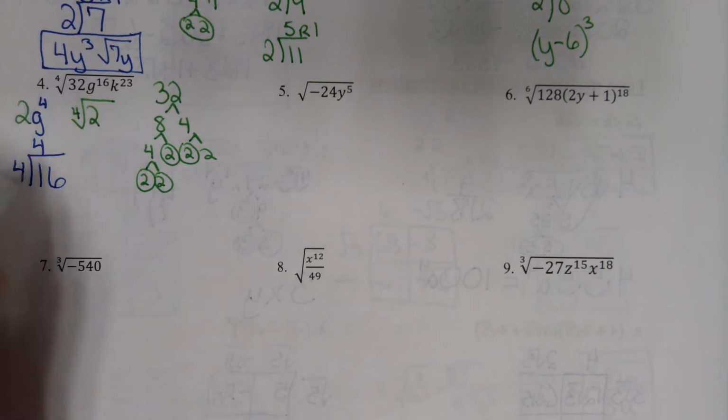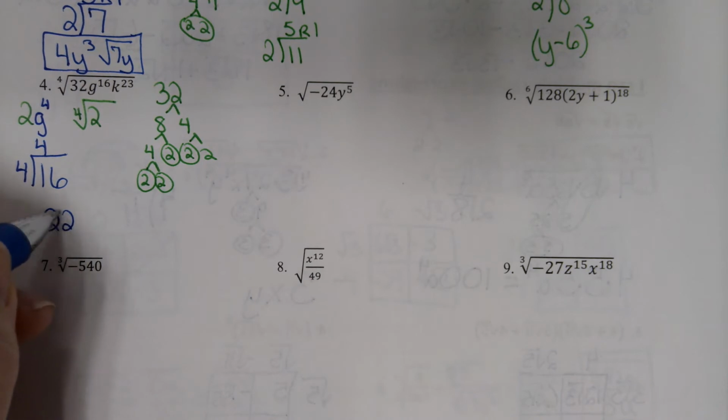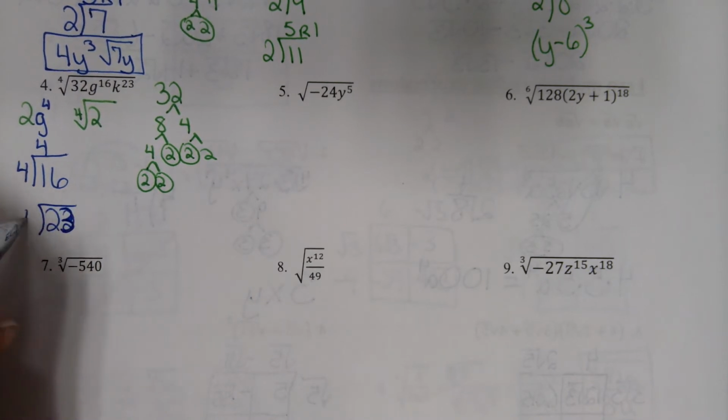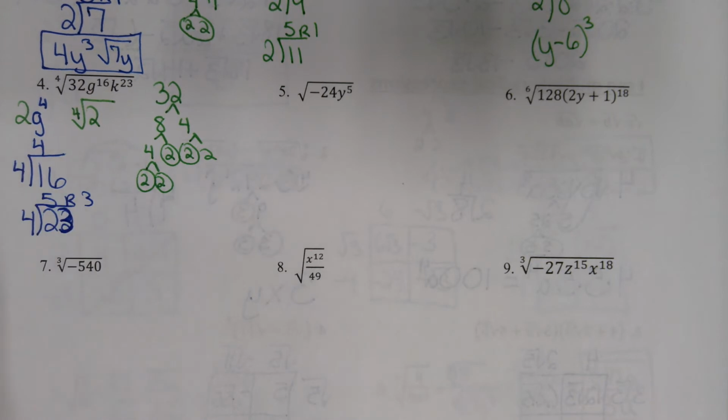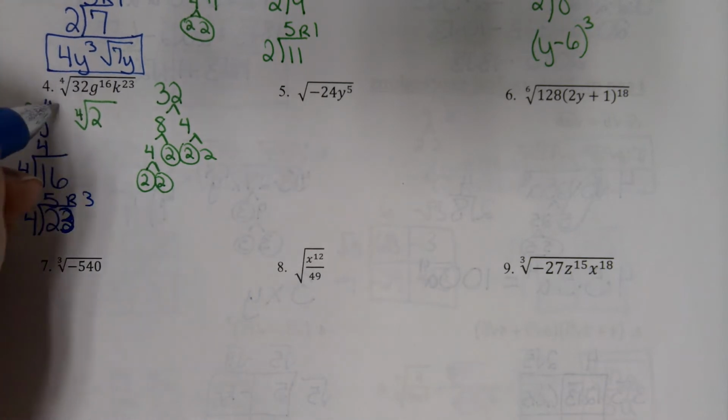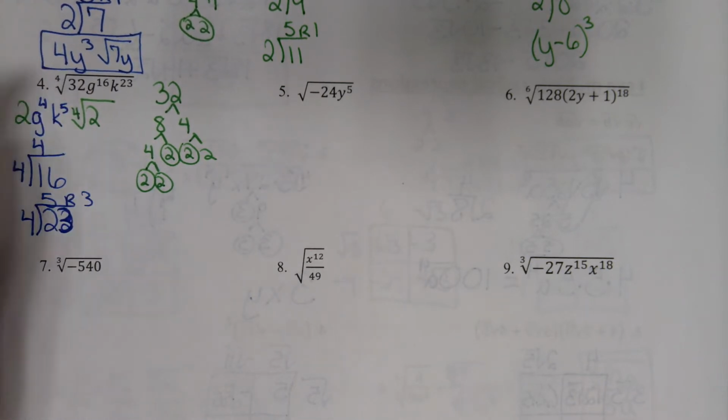For the other exponent, 23 divided by an index of 4. 4 goes into 23 5 times with 3 remaining. So k to the fifth comes out and 3 k's have to remain.